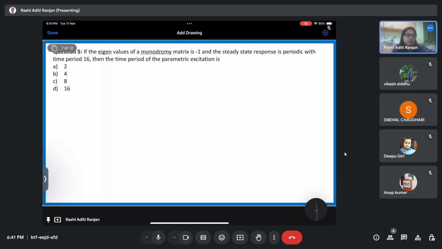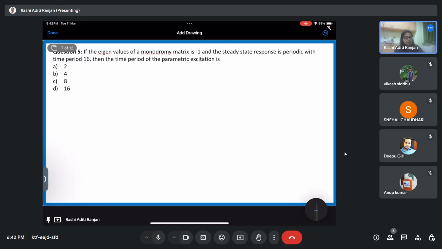How is it possible to get the solution, and how can I even predict, if I just have one value, which is the eigenvalue of a monodromy matrix, which is -1, and I have the time period of the steady state solution? How will I tell what is the period of the parametric excitation, right? So with the introduction of the Floquet theory, it becomes very easy to deal with the parametrically excited system.